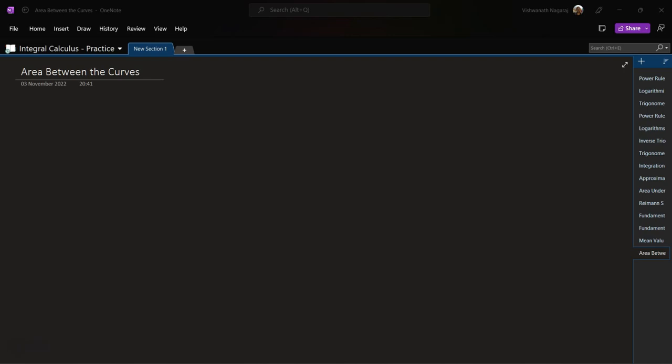Let's look at area between the curves and solve our 18 problems. Let's look at the first one. y is equal to 3 square root of x and y is equal to 2 square root of x.